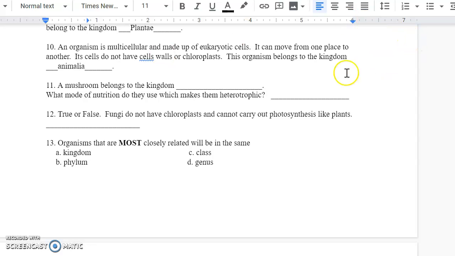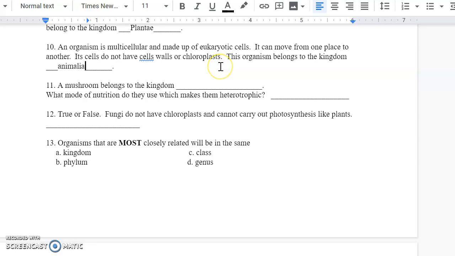Kingdom Animalia. Can move from place to place, multicellular, does not have cell walls or chloroplasts. If it had cell walls and chloroplasts, it would most likely be a plant, but you would not put it there if it moves from place to place. I don't know too many plants that move.